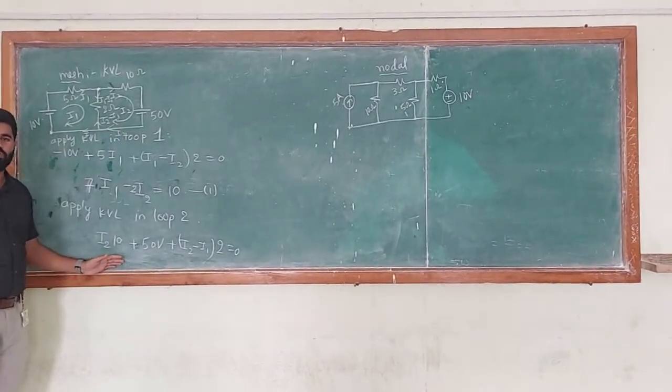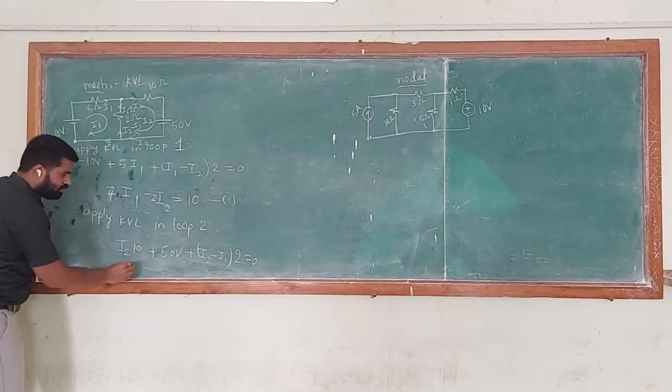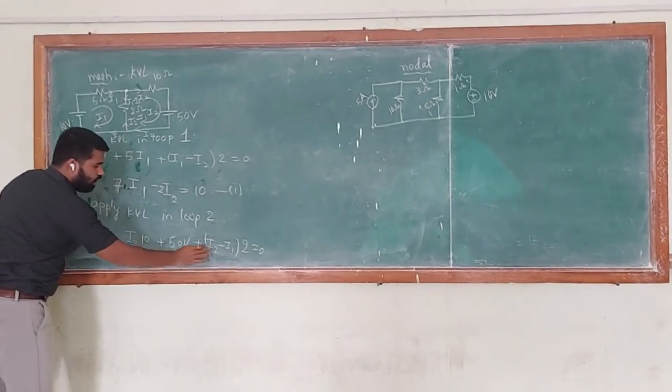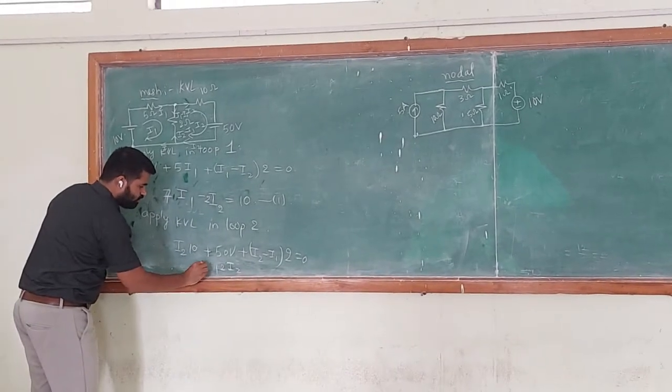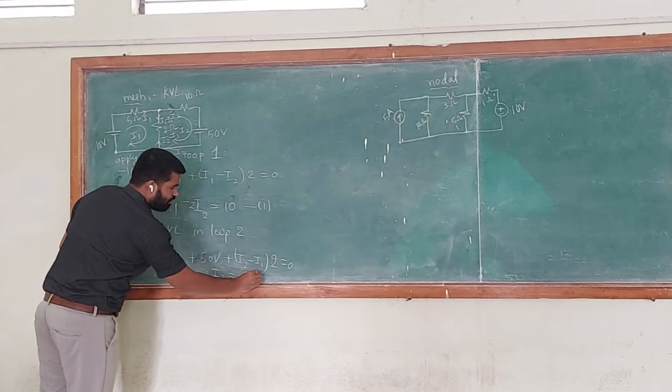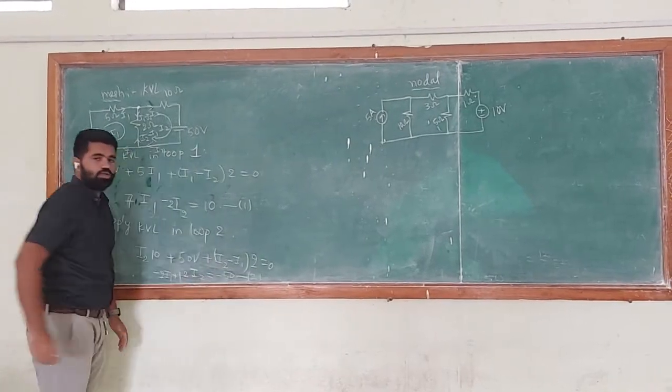Can we write in coefficient form? Tell me, how many I2s are there? 12 I2. How many I1s are there? Minus 2 I1, and it is equal to minus 50. It is equation number 2.